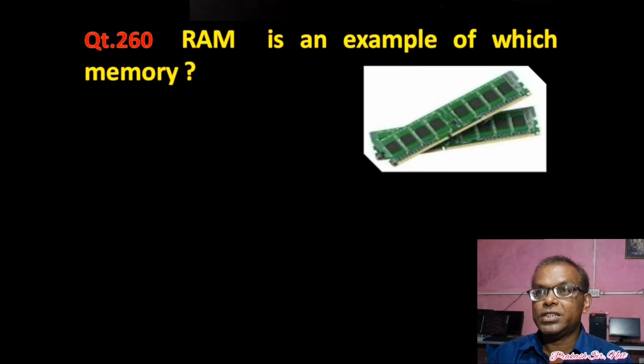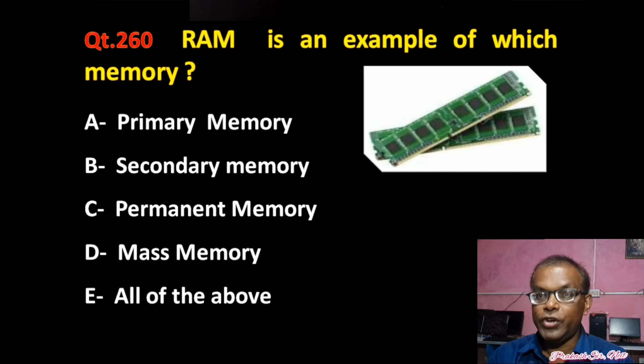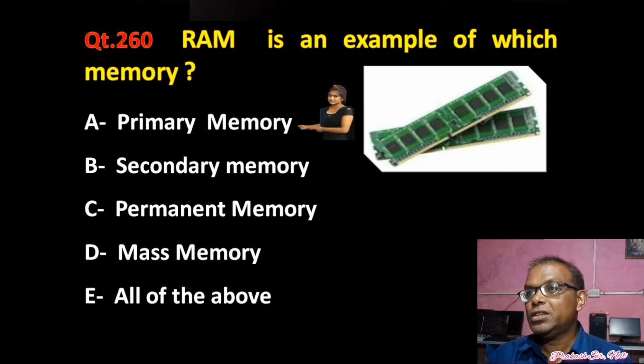Then question number 260: RAM chip is an example of which memory? Here I have given the diagram of a RAM chip. You can check the video. So this RAM chip is an example of which memory? If you think about memory, there are two types of memory. One is primary memory, another is secondary memory. So RAM memory belongs to which memory? The correct answer is primary memory.